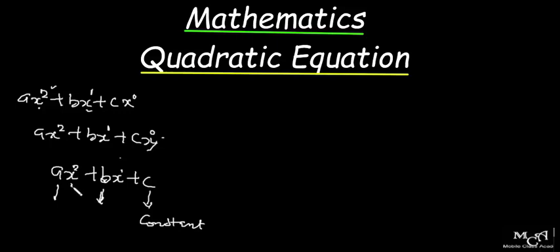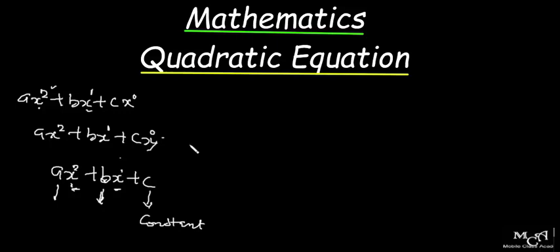Then what is x? What is this x that is here and here? The x is the unknown that needs to be found in a quadratic equation. It is the unknown that we are going to solve for, or we are going to find in the quadratic equation. So that is the brief introduction about quadratic equation.